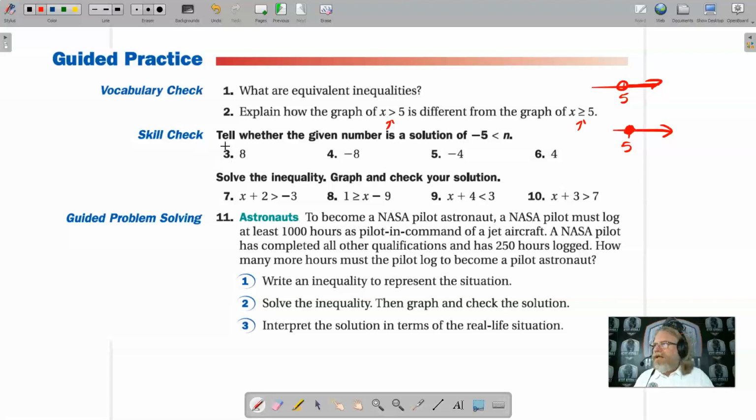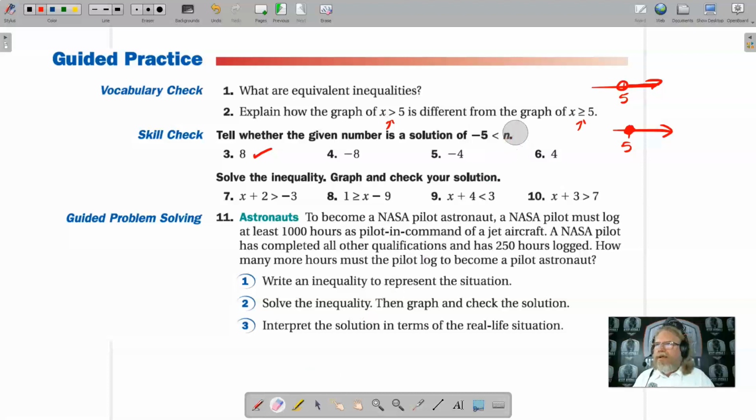On the next section, tell whether the given number is a solution of -5 is less than n. So if we just plug it in and substitute it, then we could see. The first one says 8. So wherever n is, we're just going to substitute 8. Is -5 less than 8? Indeed it is. That one checks out.